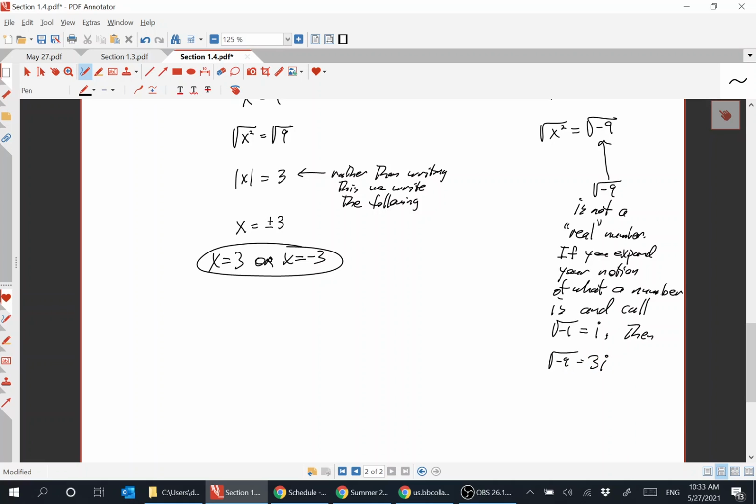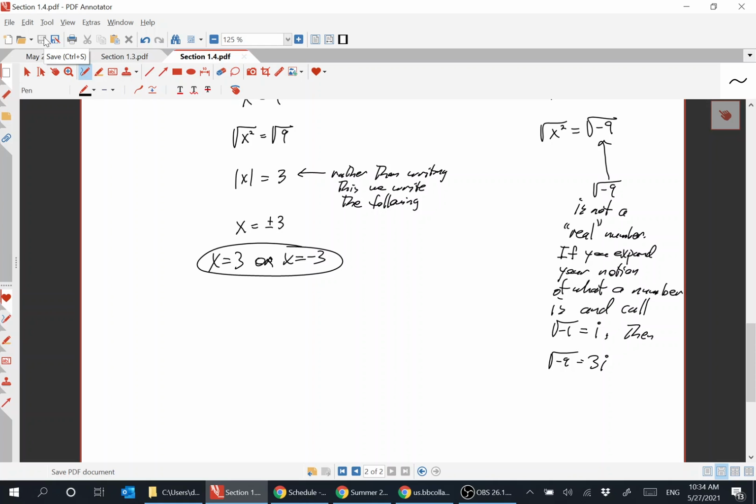We're not going to do that, but people do it, and it's a very worthwhile notion of what a number is. Once you expand your notion of numbers and include this thing called i, which is the square root of negative 1, a lot of things that don't work nicely in the real numbers suddenly work nicely.